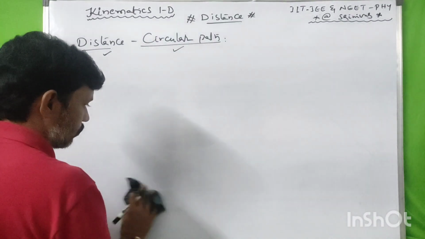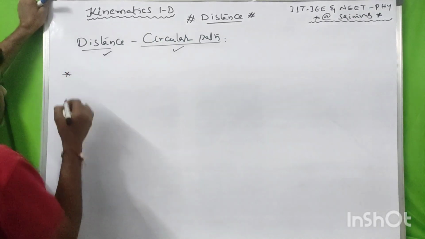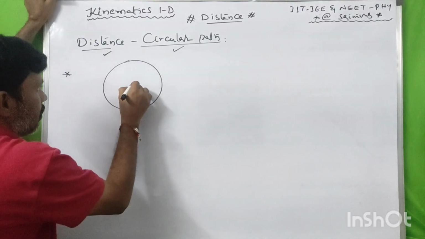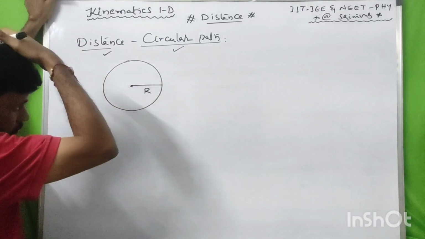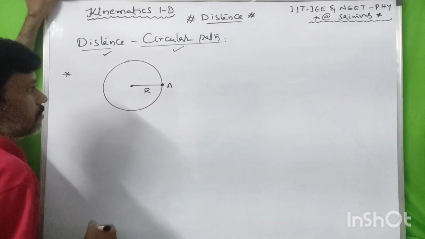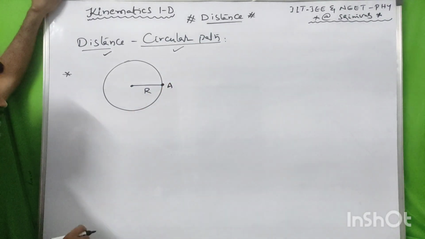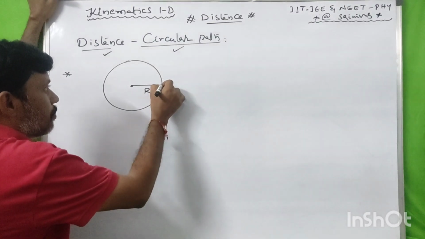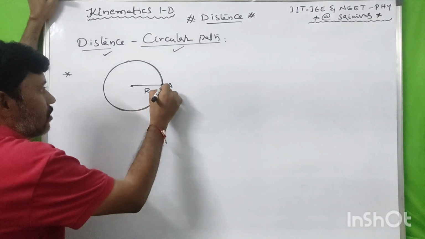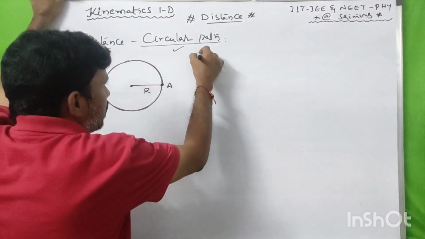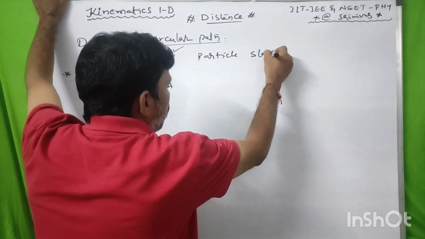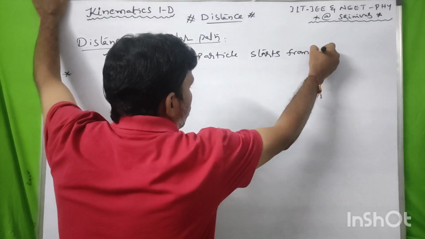Right. So first, let us take, for example, a circle of radius capital R. The particle starts from point A and completes one circle, one circular path. So the particle starts from A.